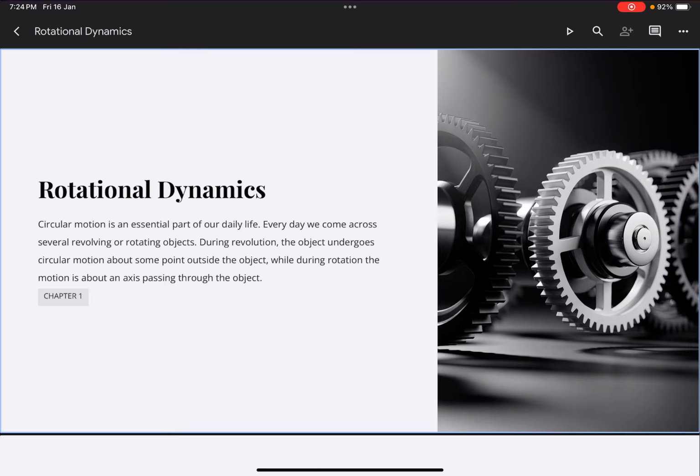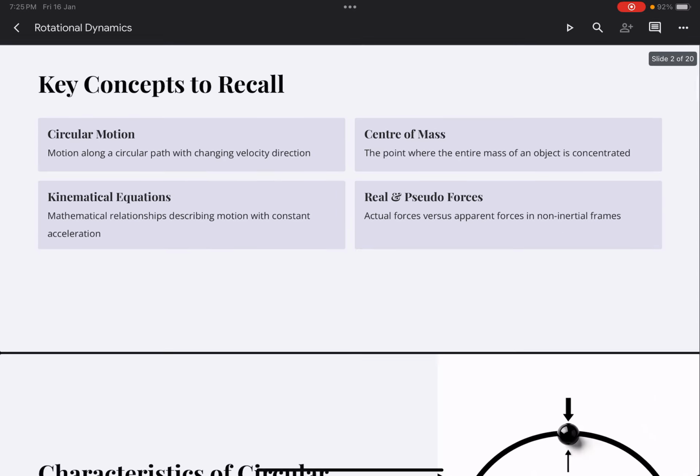But if you take a ball and throw it around a certain body, or for example the planets which are moving around the sun, that is a case of revolution. So revolution is different and rotation is different. This all of us understand. During revolution the object undergoes circular motion about some point outside the object, whereas during rotation the motion is about an axis passing through the object.